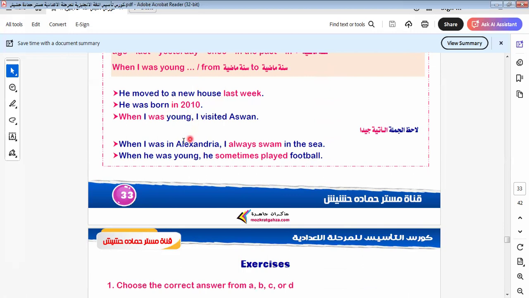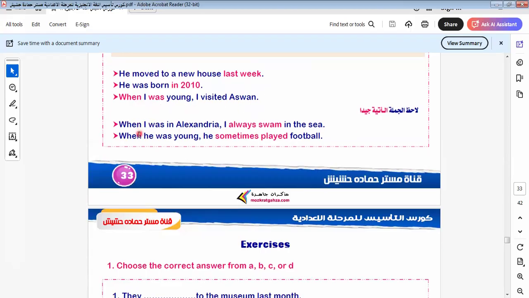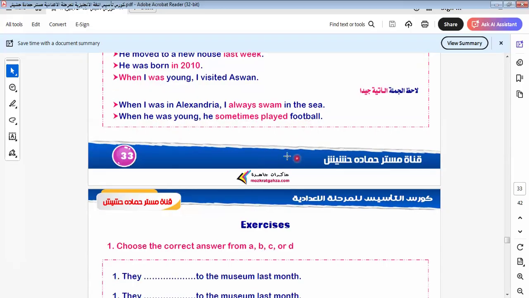Born in 2010. When I was young, I visited Aswan. When I was in Alexandria, I always swam in the sea. When I was young, he sometimes played football. Here the tense that comes directly after when will be in the past form like this.